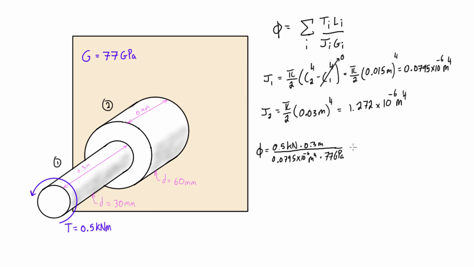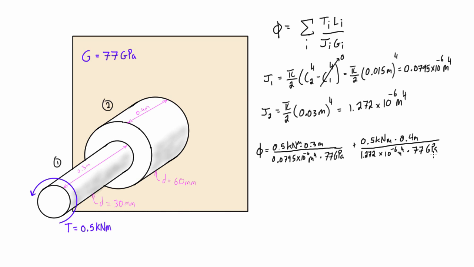Alright, cool. Now we'll add in section 2. In section 2 we still have the same internal torque. We have 0.5 kilonewton meters, times the length here, which is 0.4 meters. And we'll throw this all over JG for section 2, so we get 1.272 times 10 to the minus 6 meters to the power of 4 times 77 gigapascals.